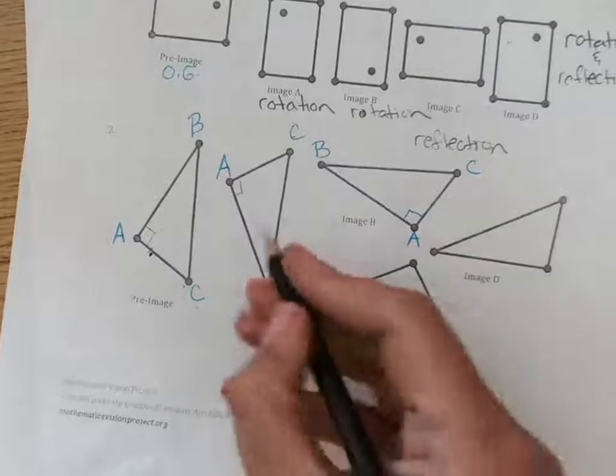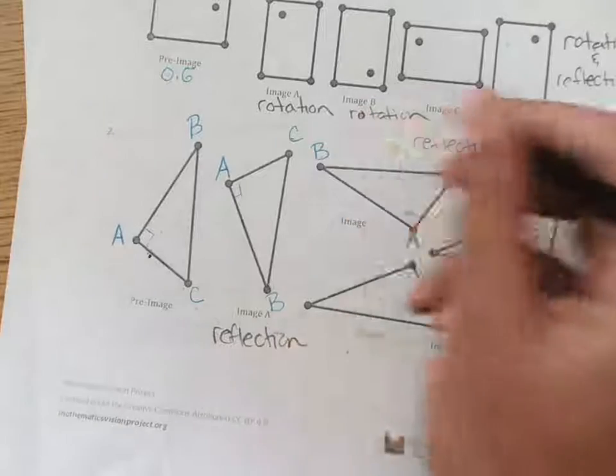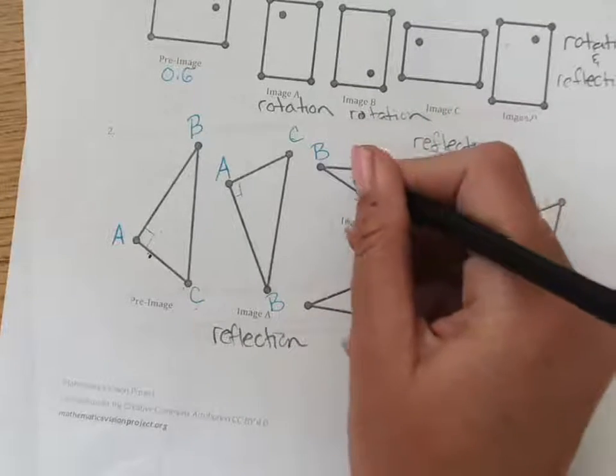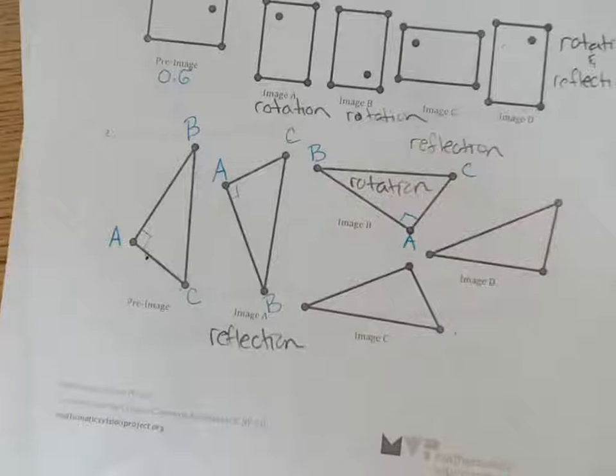Oh, I'm not writing this down. So this was a reflection. This is a rotation. I'm going to write it on the triangle, rotation. Okay, so try C and D by yourself. And one of them is going to be both a reflection and a rotation.